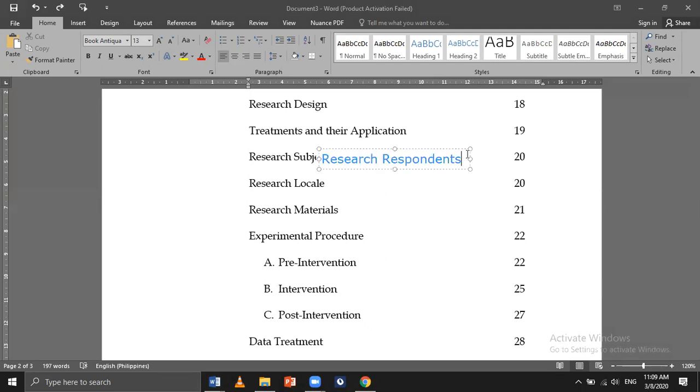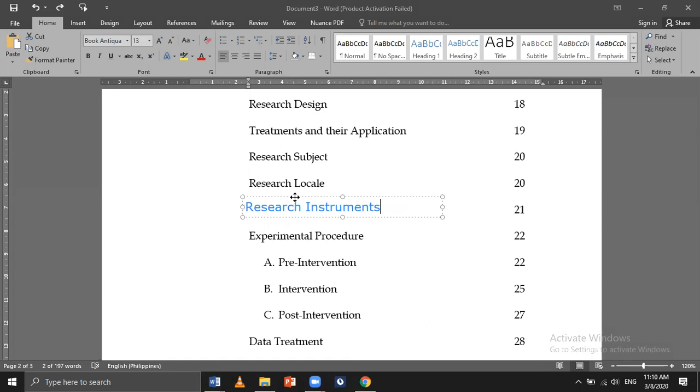Next is the research locale. The research locale will stay as it is. Next is the research material. This research material is for experimental quantitative research. So if you are doing non-experimental quantitative research, you change that into research instrument.